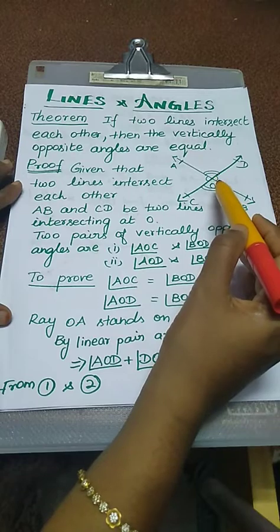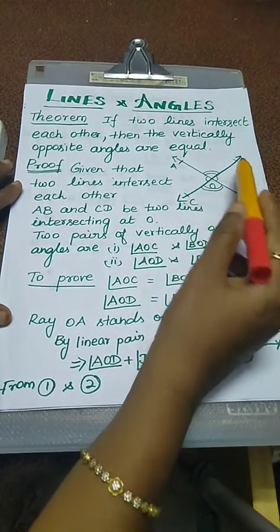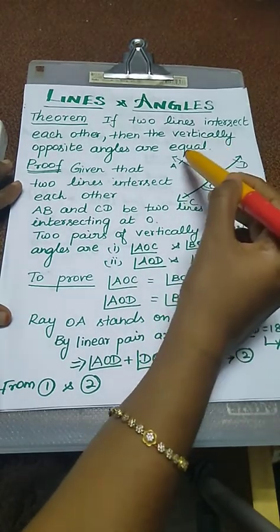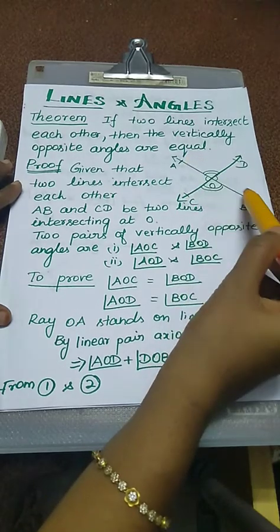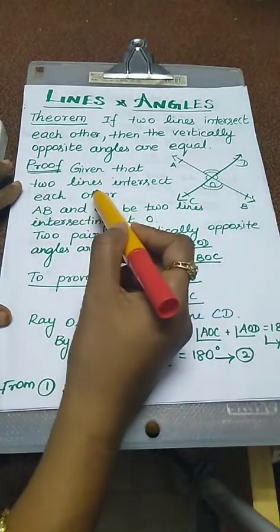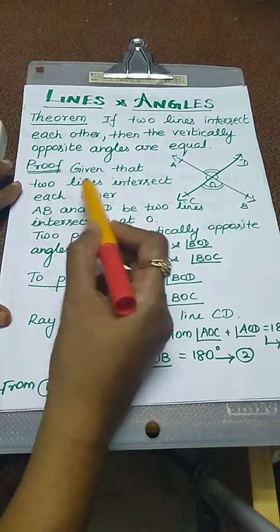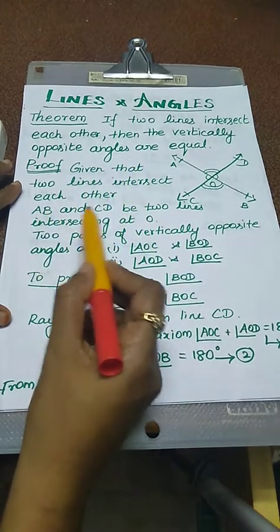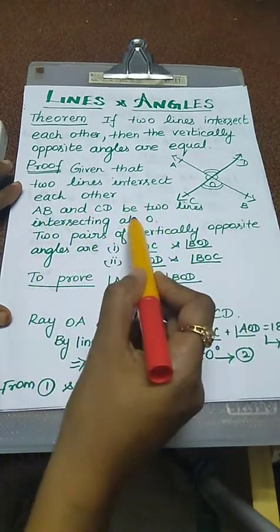Actually we have to prove AOC is equal to DOB. Next, AOD is equal to BOC. Okay, first we just write the given. What is given here? Two lines intersect each other. AB and CD are two lines intersecting at O.